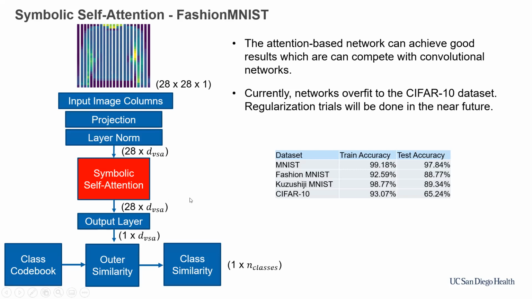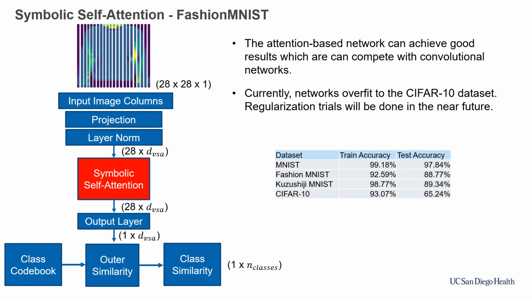Then, as we just showed in the previous slide, we compute the self-attention between those symbols, and we end up with this matrix which we project down using this output layer. And then we do the same classification step we did before. And this leads to very good results on traditional data sets. On MNIST, we get 97% test accuracy, but also for FashionMNIST and Kuzushiji MNIST, we get pretty good 88 and 89% accuracy on the test set.